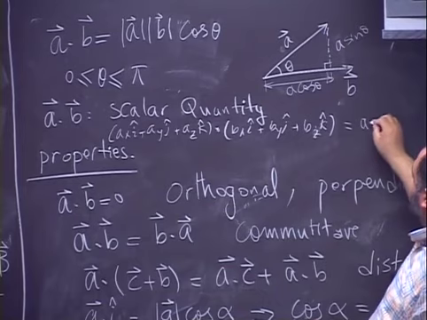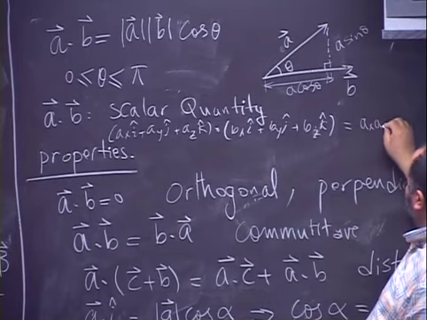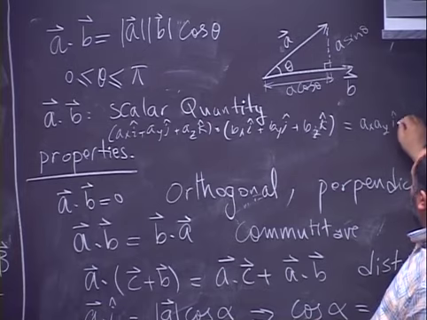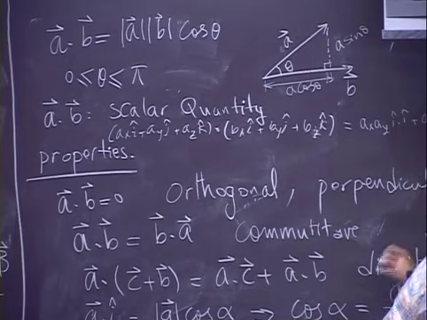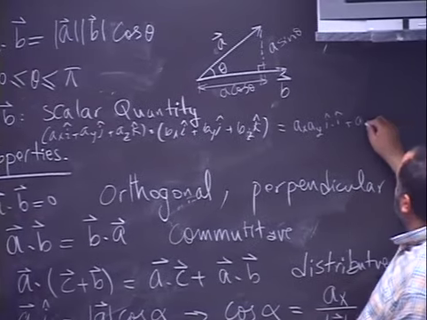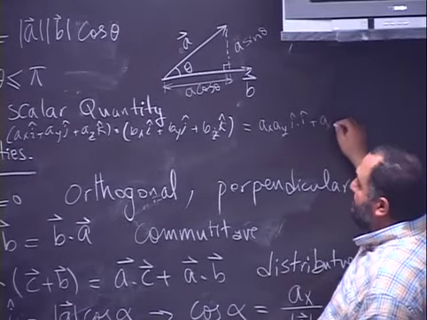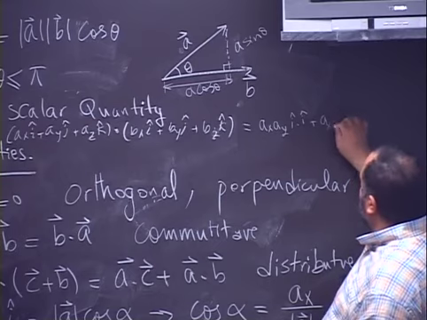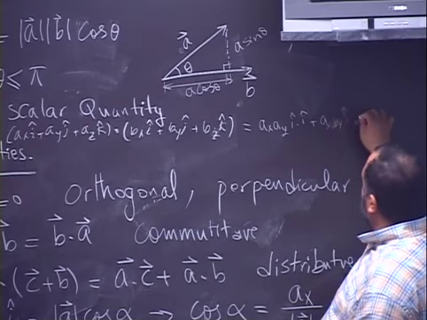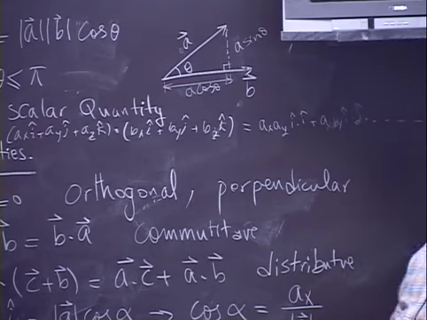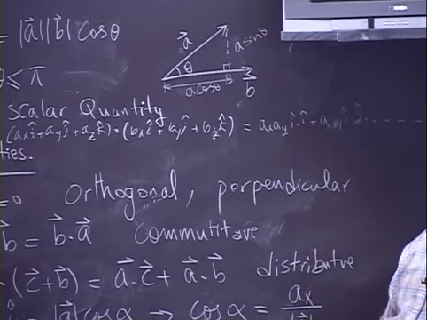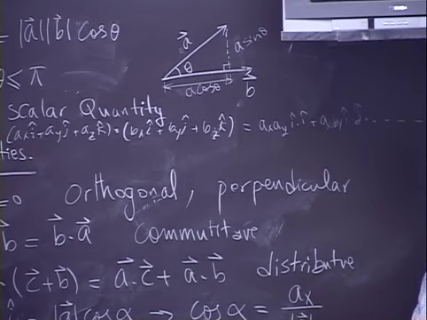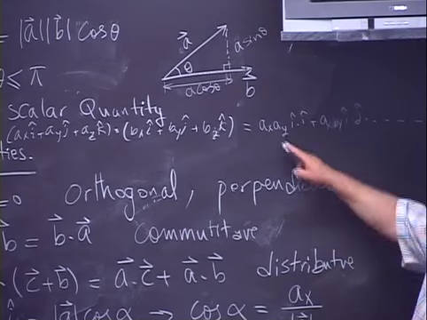So this would be AX multiplied by BX, and then you will have i dotted with i, plus AX multiplied by BY, i dotted with j, and so on. Yes? So i dot i, the vector you multiply by itself. What's the angle between the vector and itself? 0. Cosine 0 is 1. So i and i, 1 multiplied by 1, it's 1.